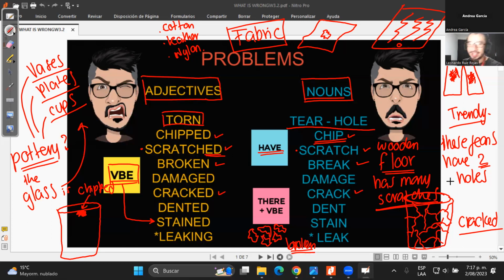Again, the same, no? So my wooden floor has many scratches, because of the shoes, because of the furniture. So my wooden floor has many scratches. ¿Listo? Hasta ahí, ¿cómo vas, Andrés? Hasta ahí los 5 primeros. Good. No problem, Teacher.